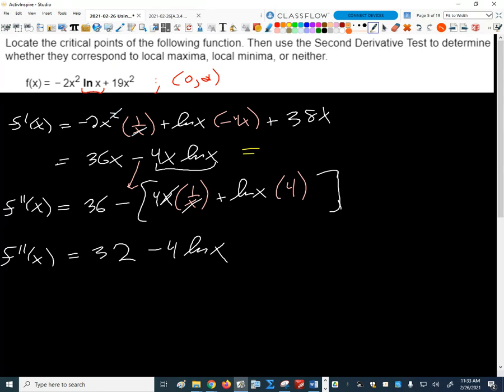So if I factor the first derivative, I could factor out a 4x, right? And that leaves me with 9 minus log x. Second derivative, there's really not much use in factoring that. I'm just factoring out a constant. We'll just leave it the way it is.